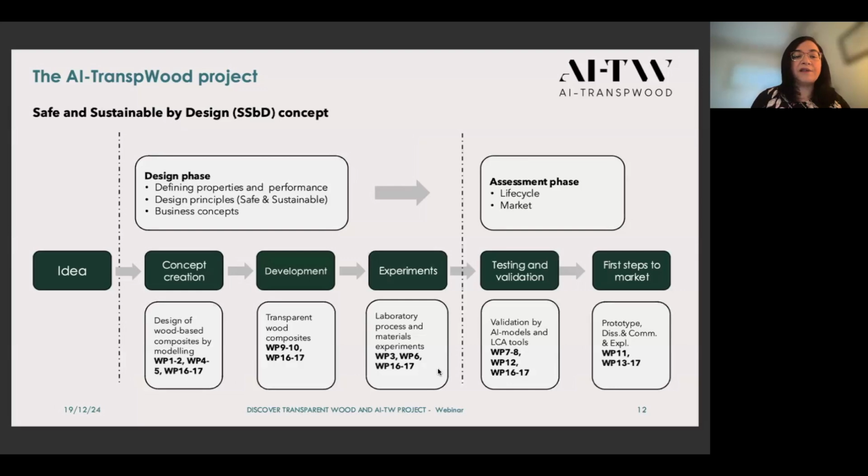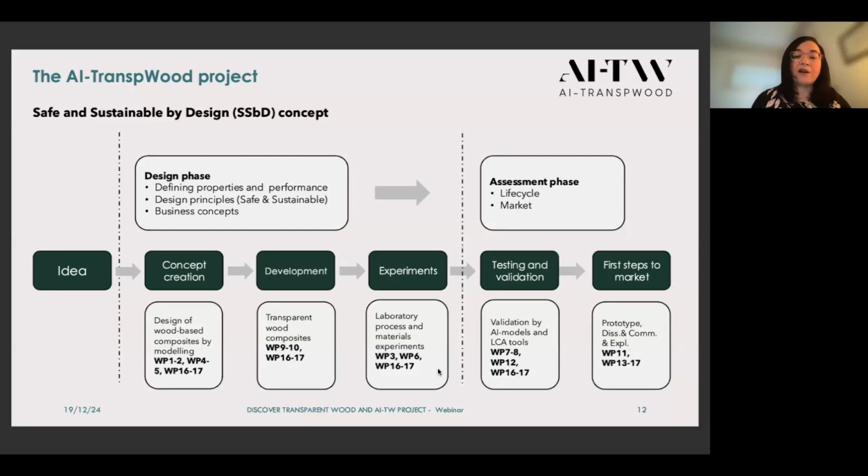So there are two phases, one design phase in which we define properties and performance, design principle, business concept, and this is carried out from the ideas to the concept creation, development, and experiments. As I said, there are especially some work packages focusing mainly on computational models and experiments which will support the models. Then there will be assessment phase with life cycle analysis and development to make this material as a possible new material in the new market in Europe.